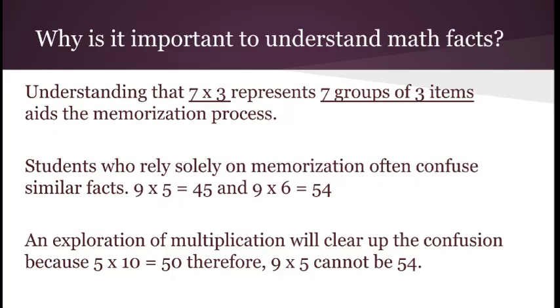Why is it important to understand math facts? The first example, understanding 7 times 3 as 7 groups of 3 items, provides that visual that we talked about earlier. Students who rely solely on memorization and tricks confuse similar facts. 9 times tables are historically very difficult for students. However, if they have a conceptual understanding of multiplication, they can use related facts. 5 times 10 equals 50, therefore 9 times 5 cannot be 54. It needs to be less than 50.